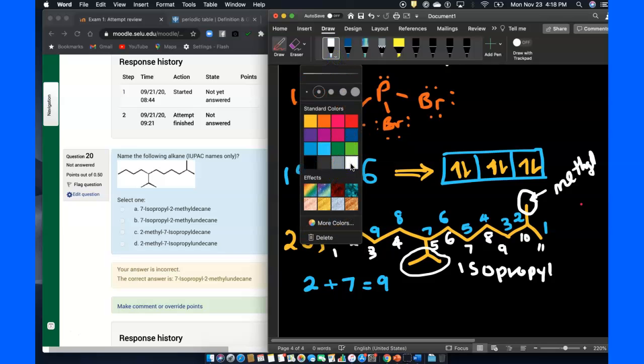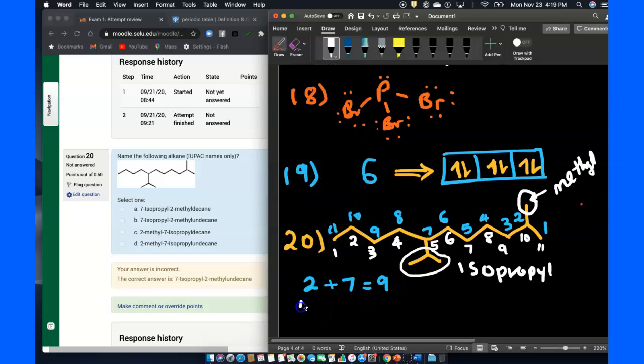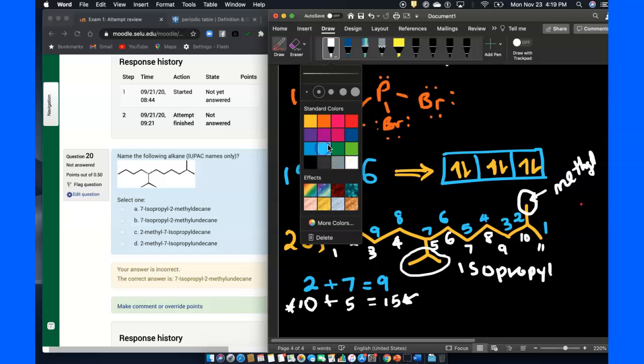And then on the white, with the white numbering, I have a methyl at 10, and I have the isopropyl at 5. I sum it up, I get 15. So obviously the blue numbering is correct, the white numbering is wrong, because it's giving us a higher sum for the location of the substituent. That's what we call the locant position. And now I'm going to just focus on the blue numbering.